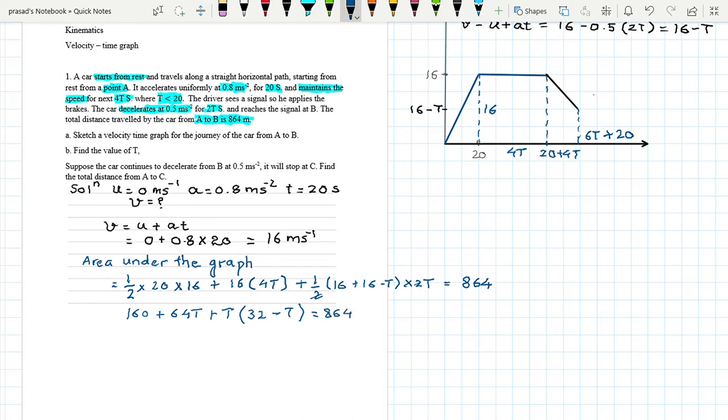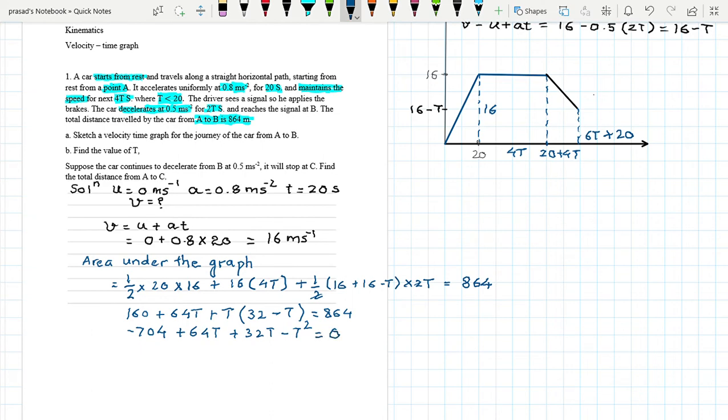So let us simplify this, get 864 on the left side, that will become negative 704 plus 64t, open out the brackets, this is 32t minus t square, that is equal to 0.